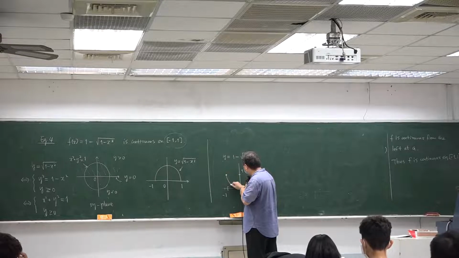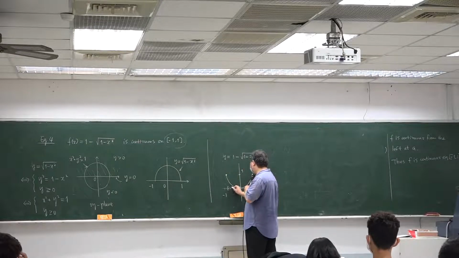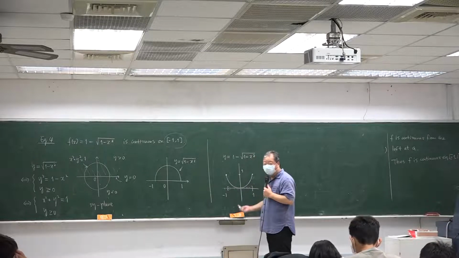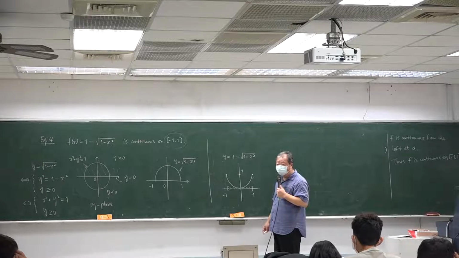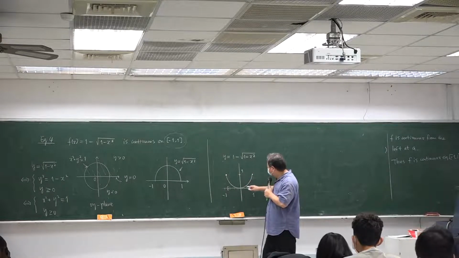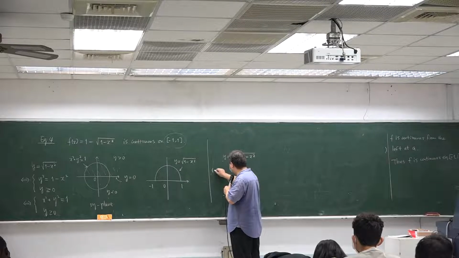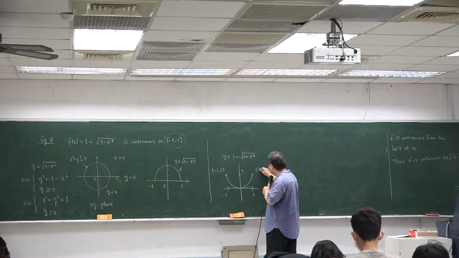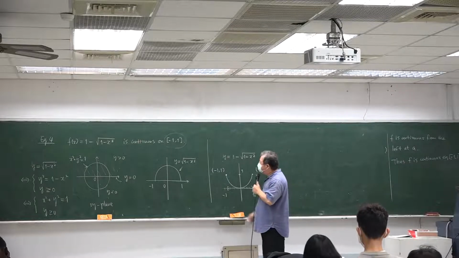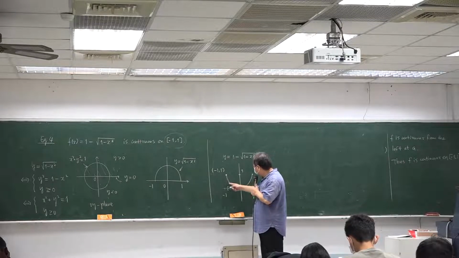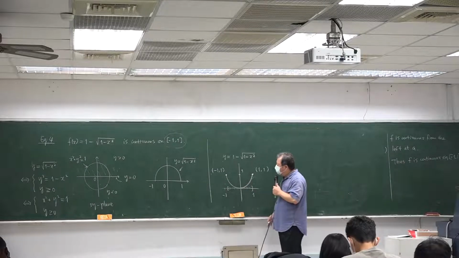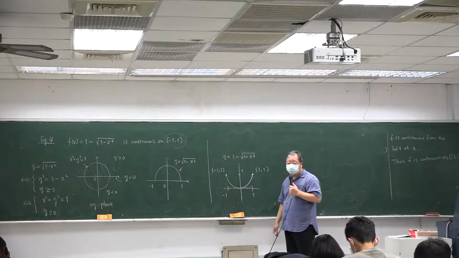So this curve is obviously continuous on this closed interval, -1 to 1. Okay. From here to here, the coordinates of this point are (-1, 1). The coordinates of this point are (1, 1). And the curve of this function is the lower semicircle at this position. Okay?